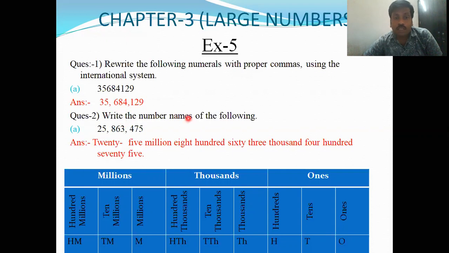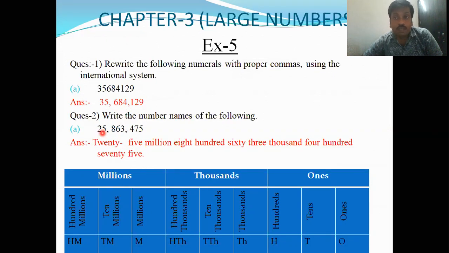Now write the number name of the following. Question number 2. Here the commas are inserted already. Now how can we write this? Now students, the first 3 digits show the ones period, and the 3 digits after that show the 1,000 period, and after this period, here the 25 shows the million period.